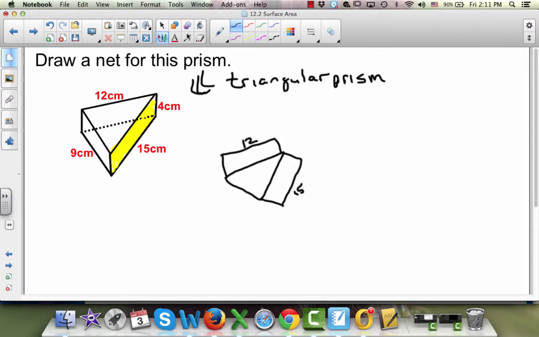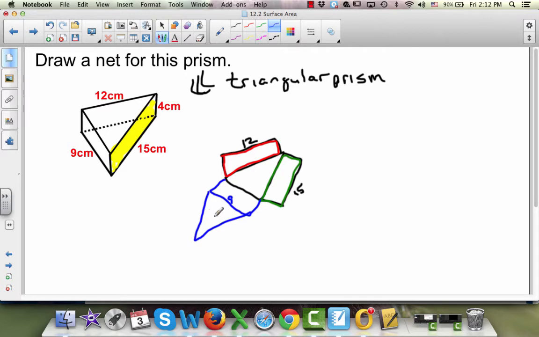I guess I should use different colors here. So we've unfolded these two sides over here, this side and this side. Now we've got the back side also. Let me get a different color for it. So we've got the back side, which is going to look something like this. And the measurement of it is 9. The last thing that we're left with is the top of the triangle. So the top of the triangle would go right here. And you've drawn your net.